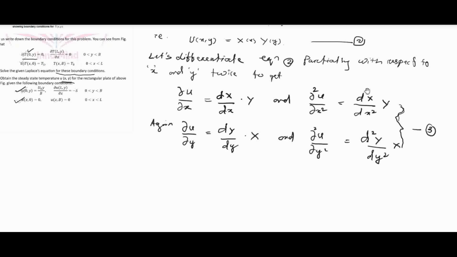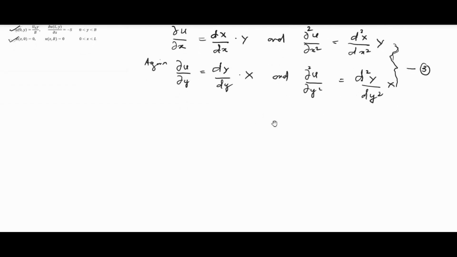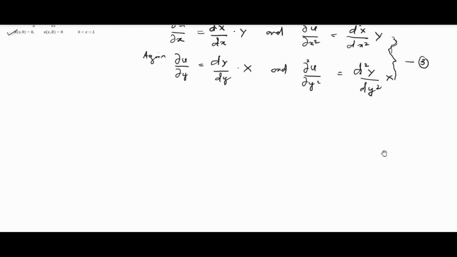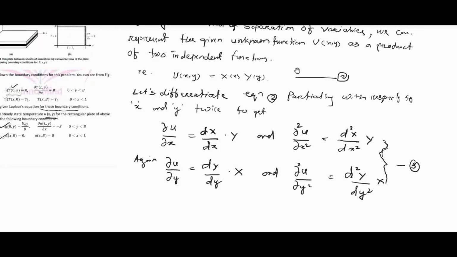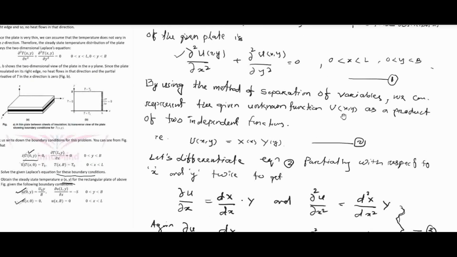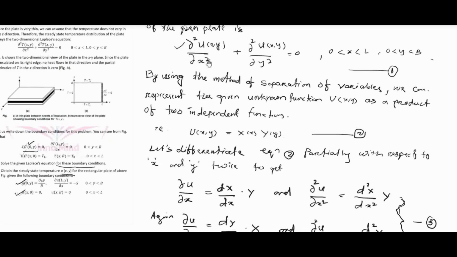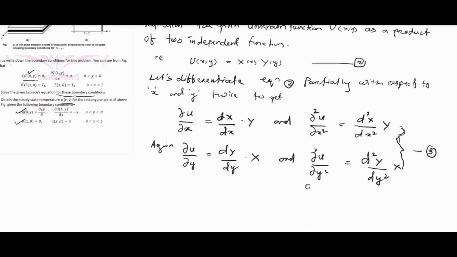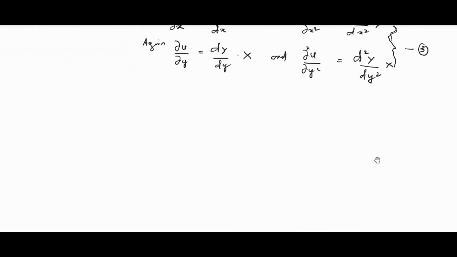Okay, let us proceed now. So next thing is, let us substitute these values into equation number 1. What will you get? You will get d square X by dx square into Y plus d square Y by dy square into X equal to 0.